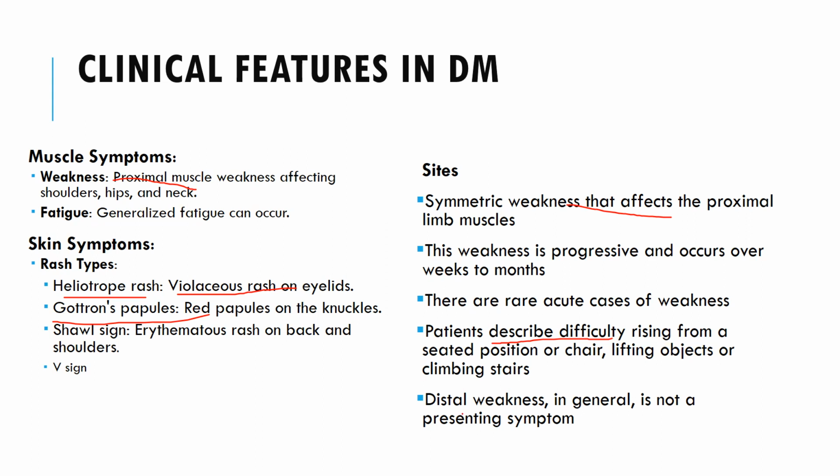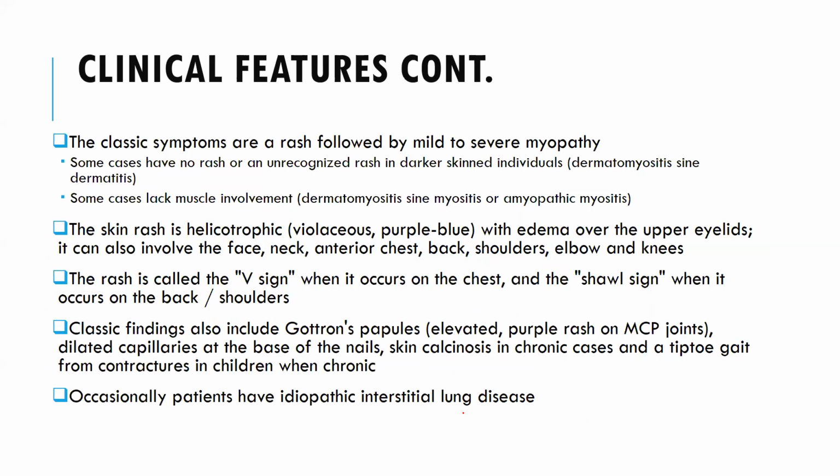And the distal weakness is generally not present. So someone will have normal grip, normal flexion at the ankle joint and the wrist joint. But when you look at the arms, there is usually wasting and then muscle weakness.